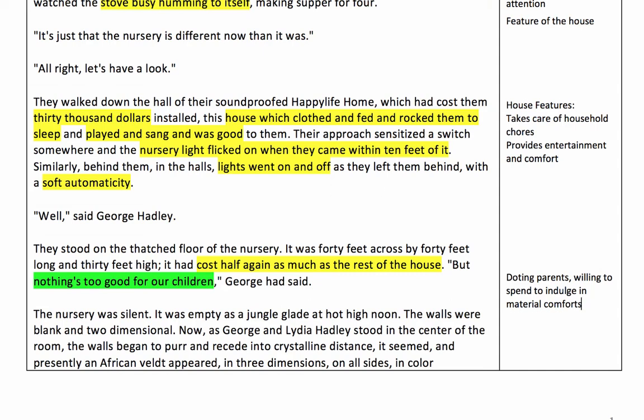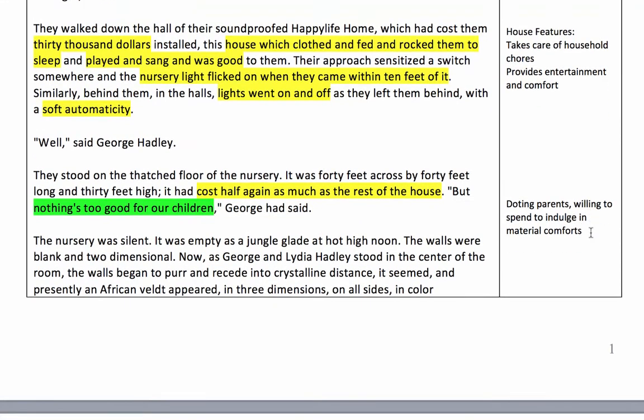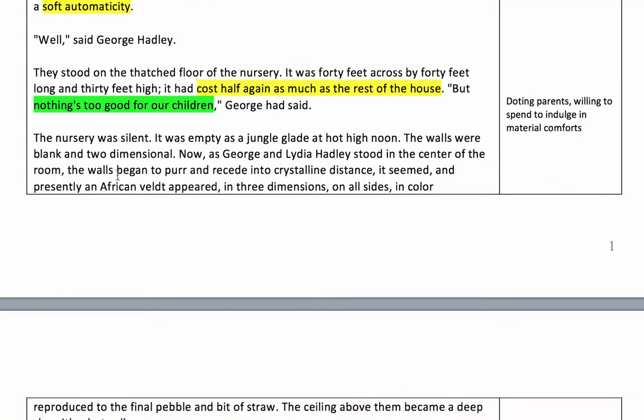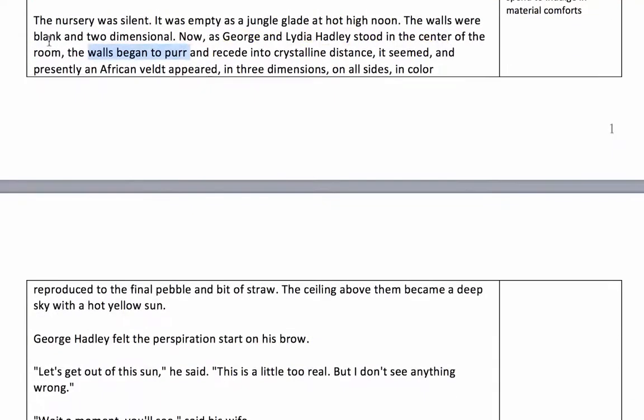Then after that, there's further description of the nursery. "It was empty as a jungle glade at hot high noon." So the walls were blank and two-dimensional, so it looks like a pretty normal nursery. Then they stood in the center. "The walls begin to purl." Walls don't purl, right? So something unusual about the nursery. "And recede into crystalline distance." There you go. It presents an African veldt. Interestingly enough, it's in three dimensions. "And reproduced to the final pebble and bit of straw."